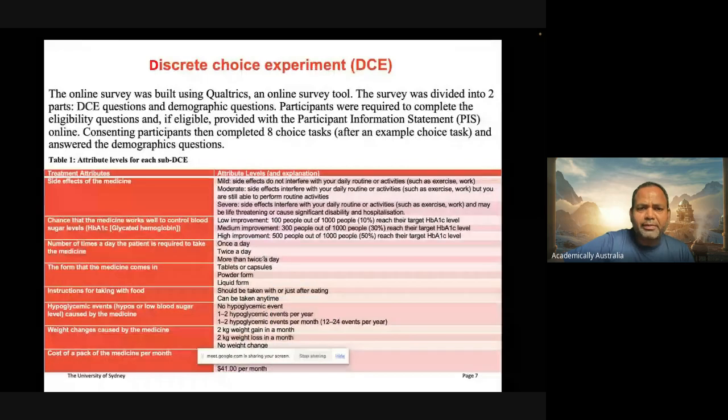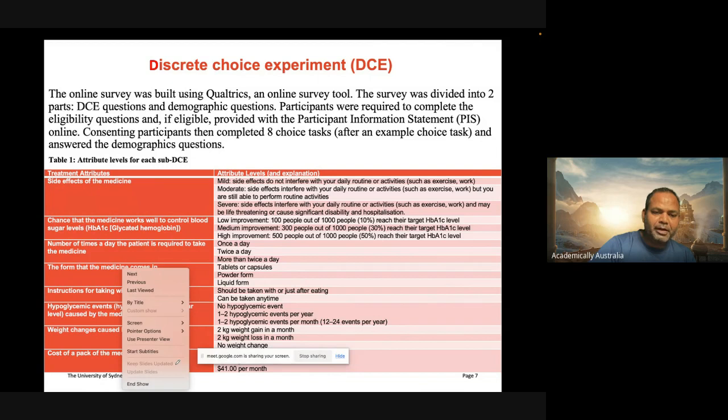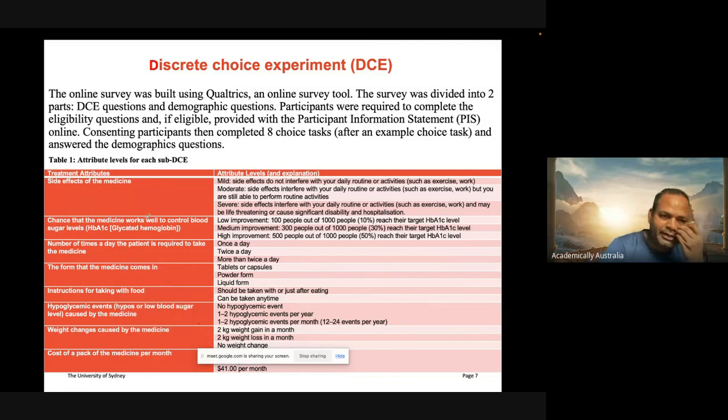For a discrete choice experiment, we use Qualtrics or another online survey tool, or you can use whatever you want. Qualtrics is a paid survey, but you can use something like Google Forms as well, free of cost. So these are the factors we chose. These are the factors we were analyzing.